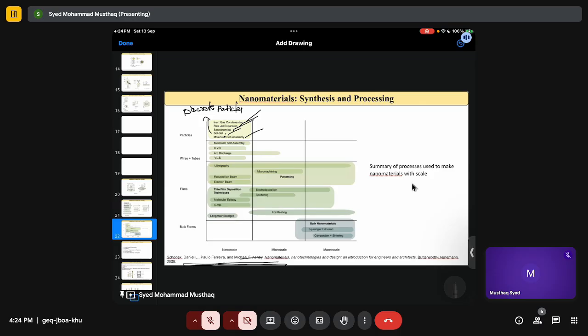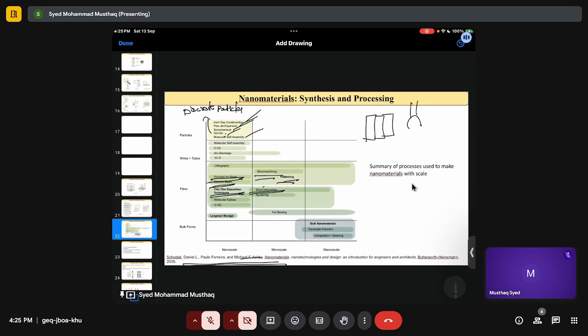And then wires and tubes, CVD. Again, I have discussed how you have a catalyst, and then CNT grows. Molecular self-assembly I have explained. And then films, you can have micro machining or patterning, same. Focused ion beam, same. Electron beam, thin film deposition techniques, electrodeposition.